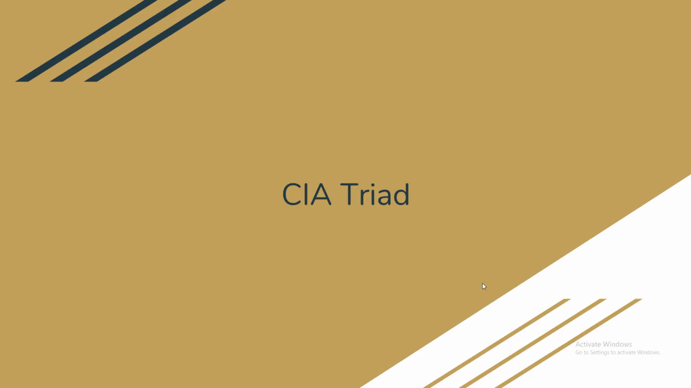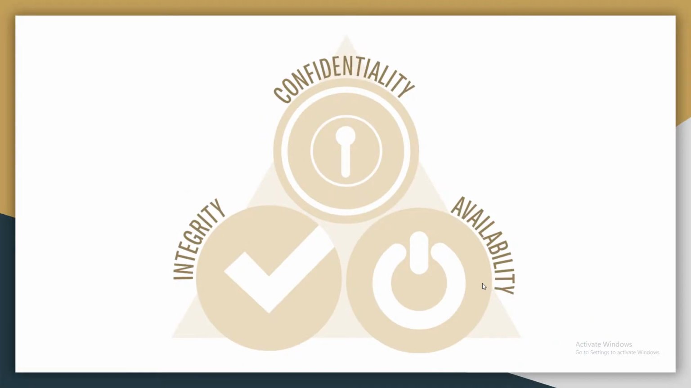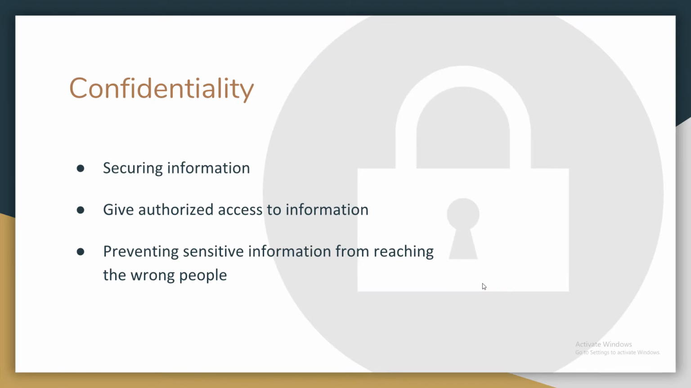One of the most important concepts of cybersecurity is the CIA triad or triangle. It's built up of three terms: confidentiality, availability, and integrity. And each plays a role in describing the security of a system.